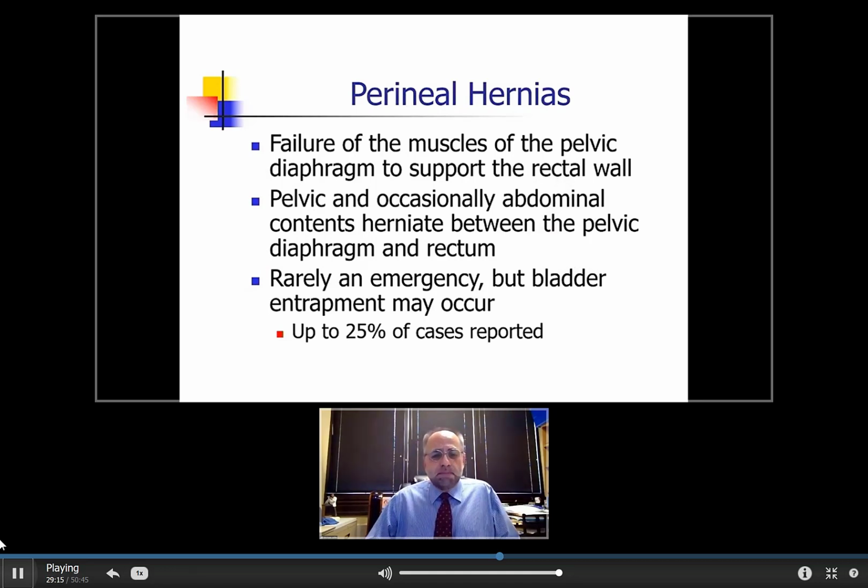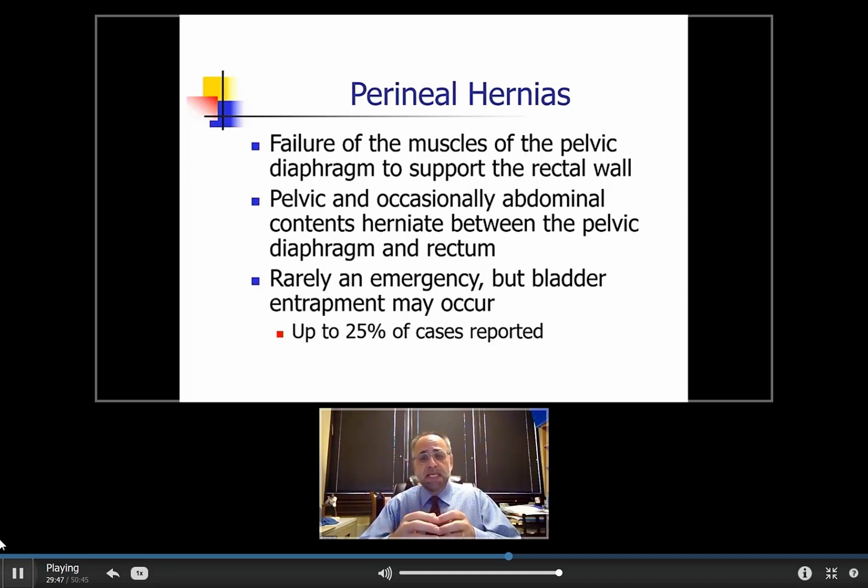Let's talk about perineal hernias now. This is actually one of the more common perineal disorders that we do see. And this is generally due to failure of the muscles that form the pelvic diaphragm along the rectal wall. And again, what we typically see when a perineal hernia occurs is the hernial contents are usually just fat. But they can be some of the abdominal contents. In fact, the most common abdominal organ that herniates into a perineal hernia is the urinary bladder.